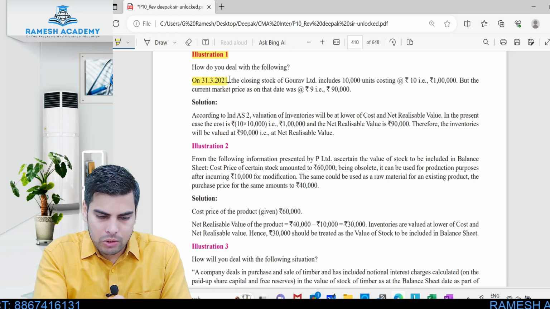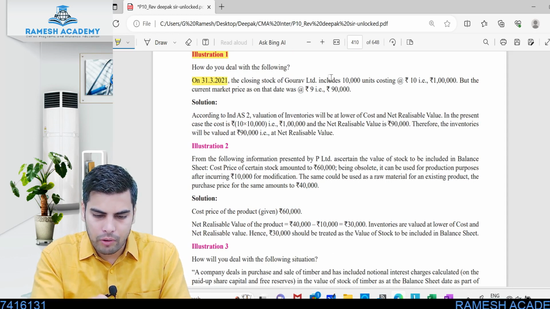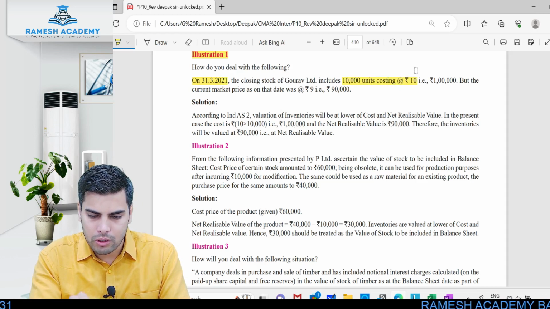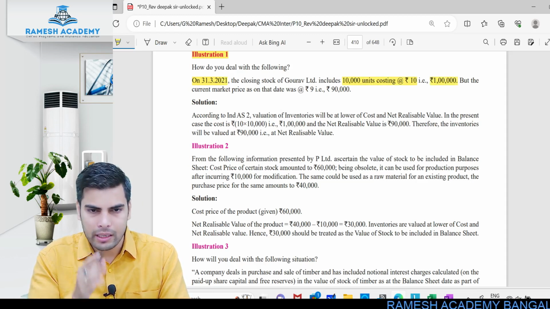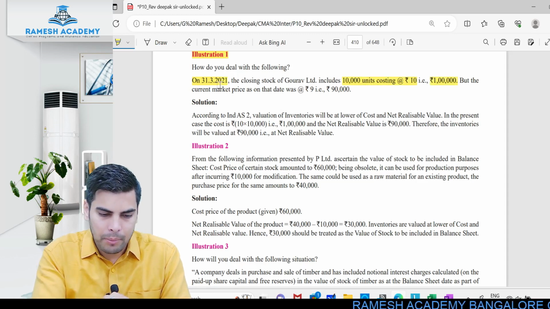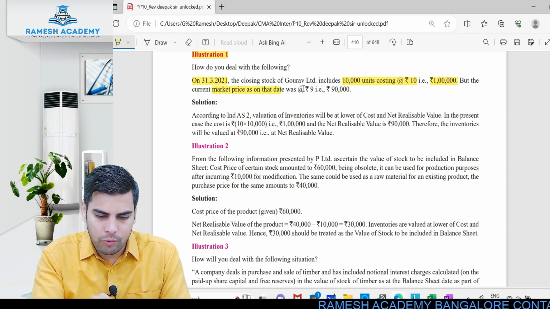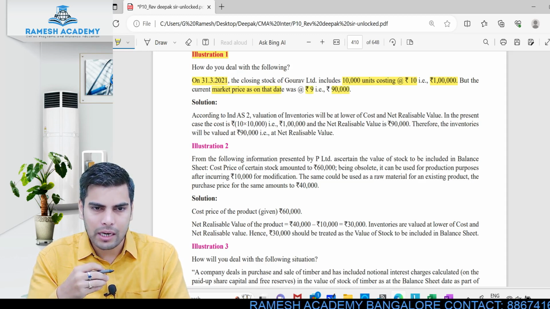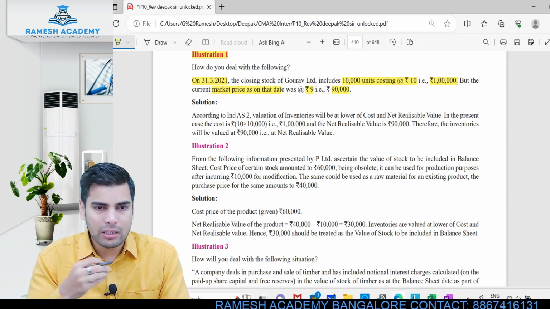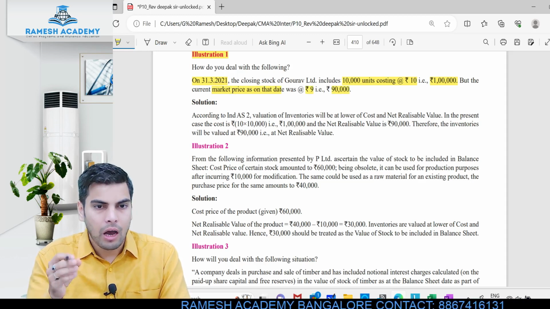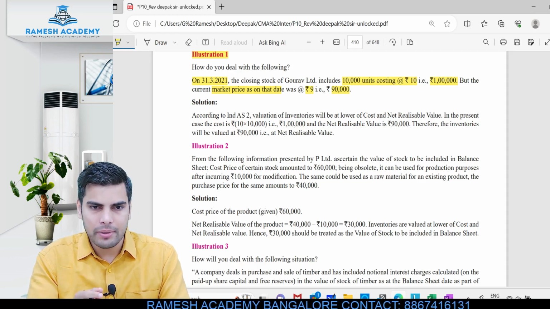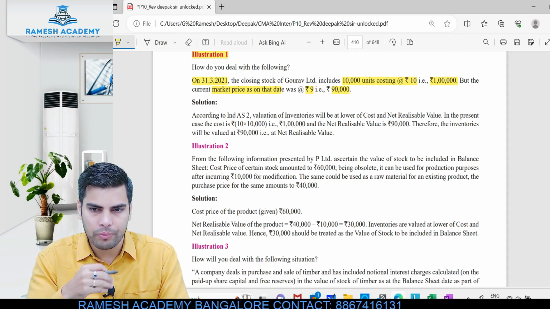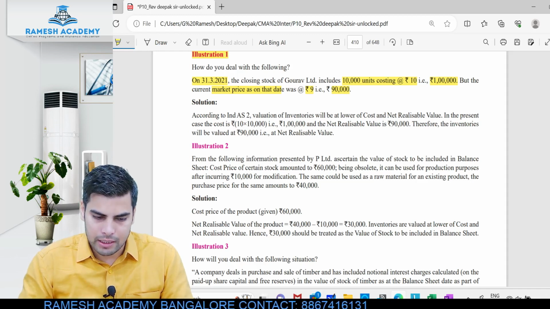On 31st March 2021, the closing stock of Gaurav Limited included 10,000 units costing 10 rupees, that is 1 lakh. But the current market price at the date was 9 rupees, that is 90,000. This 90,000 is the current market value. If I sell these goods in the market today, I'll be realizing only 90,000 rupees, right? So this becomes the net realizable value.